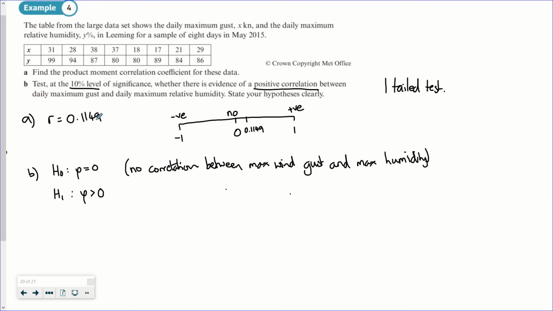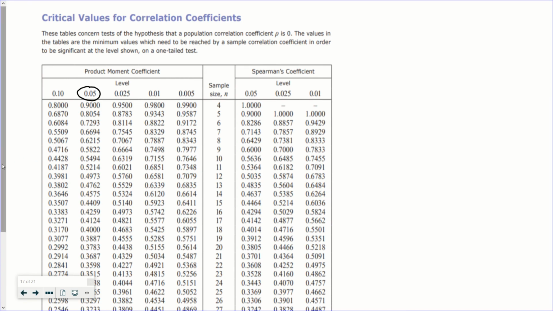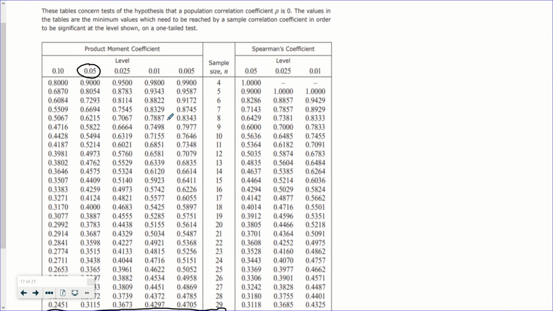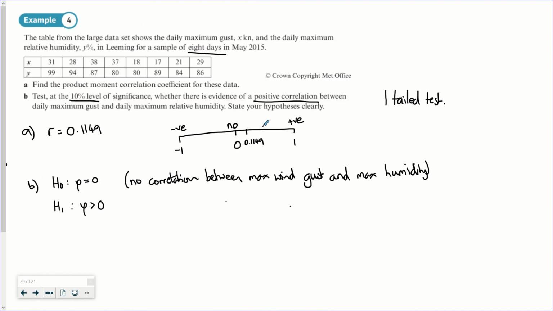So let's go back to our tables. We need to know the sample size, which is 8, and the significance level, which is 10% in that tail. So we're going to go to sample size of 8 and a significance level of 10%, which is 0.5067. So if I mark that on, 0.5067. So our critical region is to the right of that value from the table.